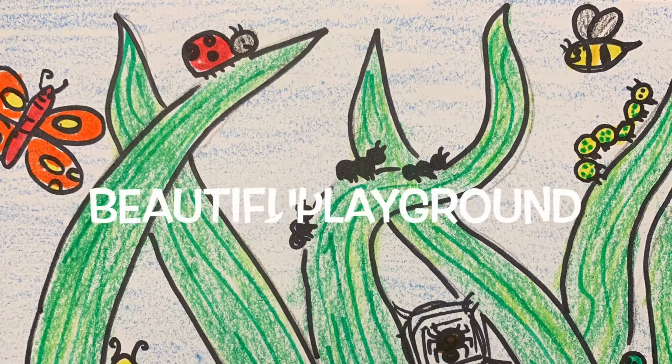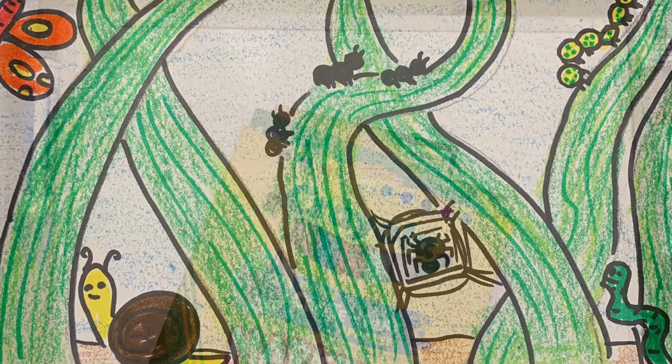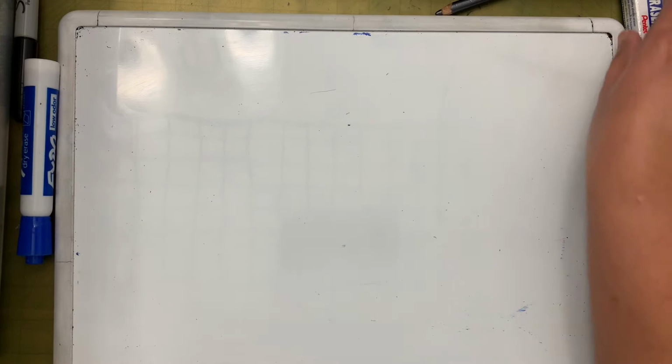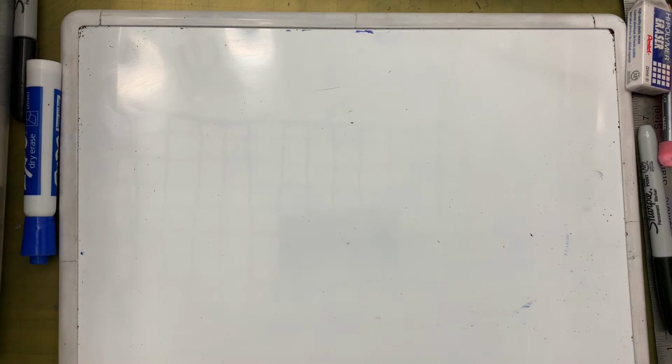Friends, today what we are going to do is draw a bug playground. So let's see the supplies that we need. We need markers, crayons, and half a sheet of paper, and I have an eraser and a pencil with me. I'm also going to use my whiteboard to practice drawing first. So let's get into the lesson.